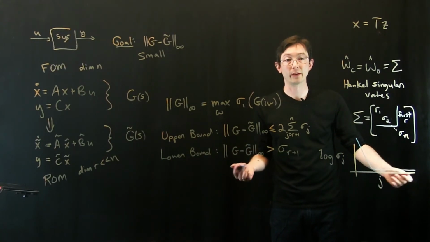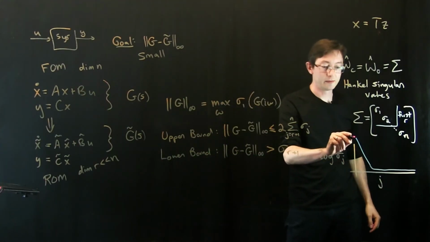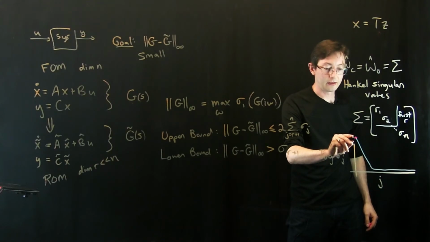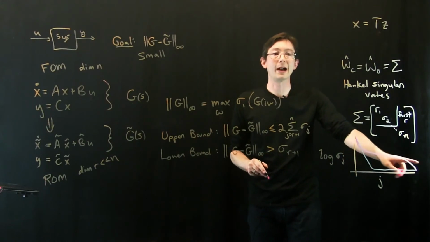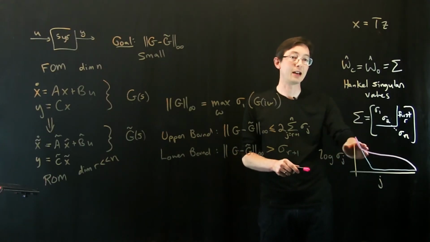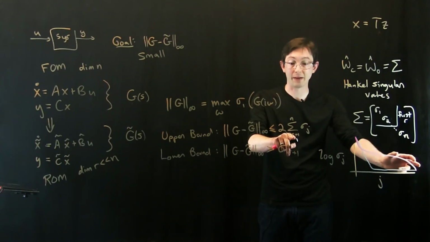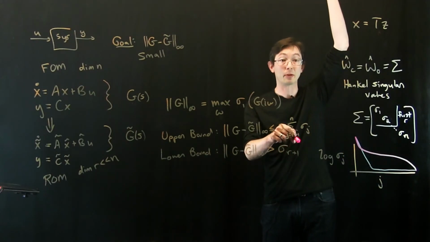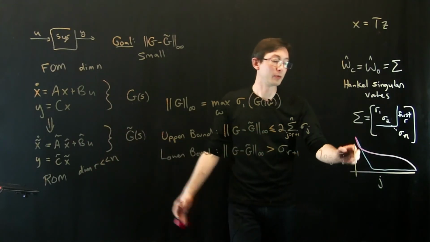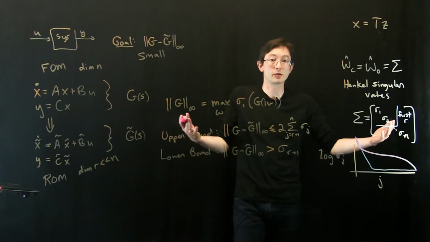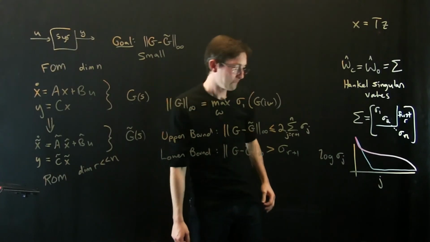But what might also happen in a lot of systems, in really complex systems, is I might have a fast decay and then a really slow, gradual drop-off in singular values. And this is a lot less clear where to truncate, because the sum of all of the stuff I truncate might be pretty big. There might be a pretty big upper bound on my error. And so choosing a good r, a good order of your model, for these systems can be harder. They're harder to control.